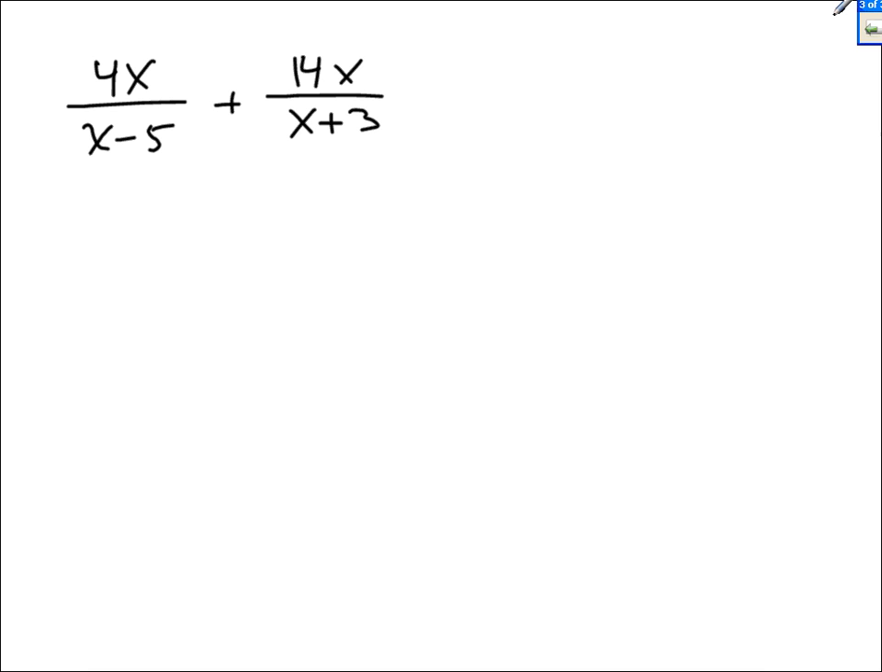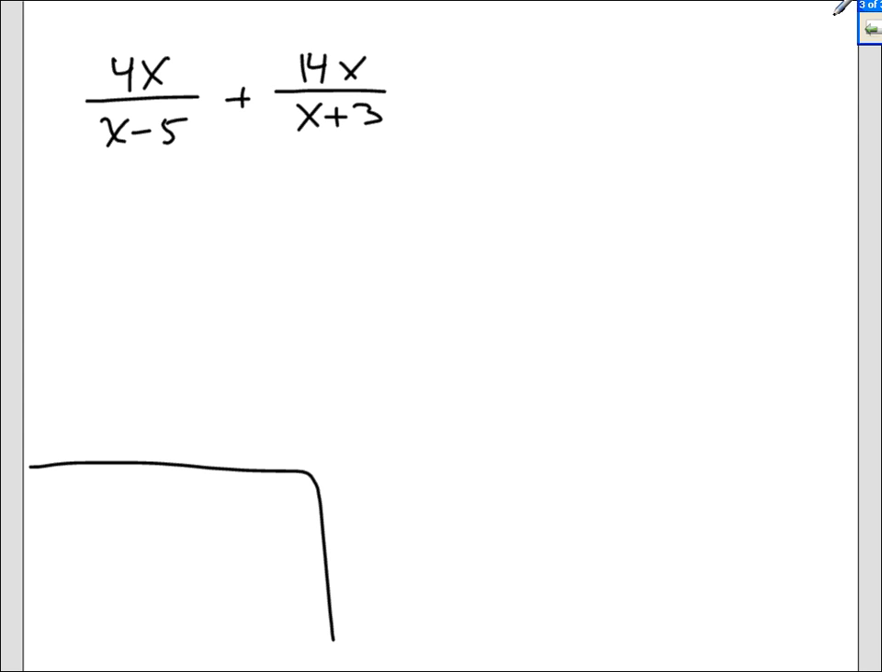Now, what if the fractions have different denominators? What if you have 3x over x minus 5, and you want to add 14x over x plus 3? First thing you have to do is find the least common denominator.